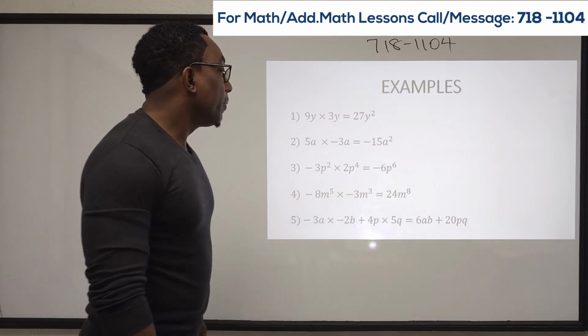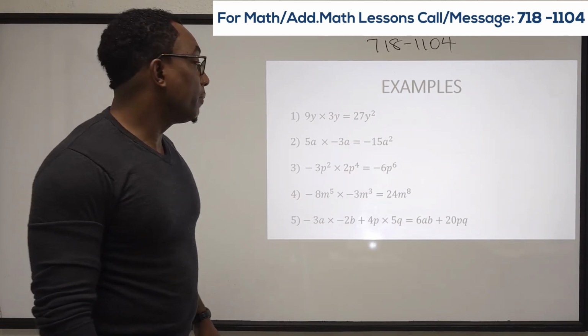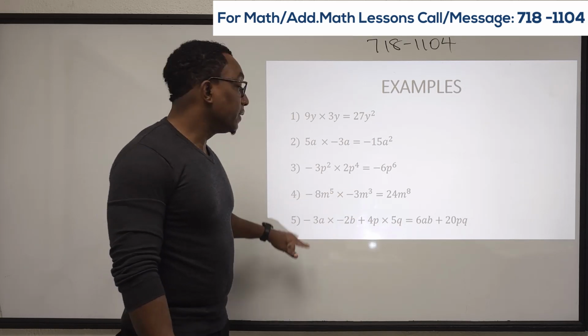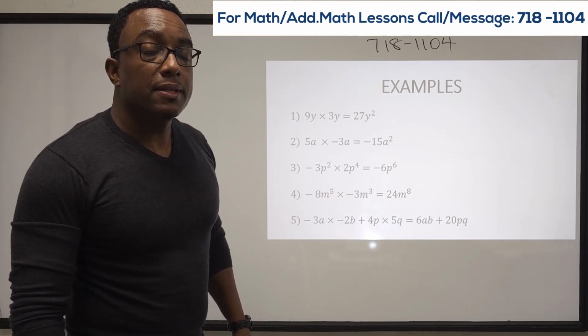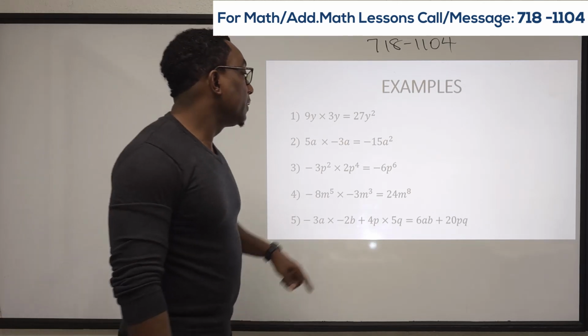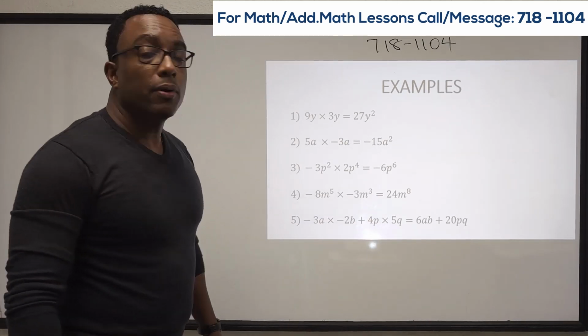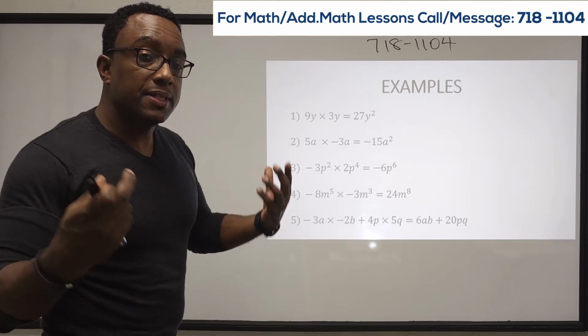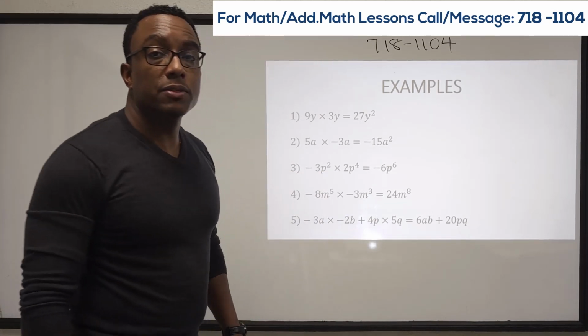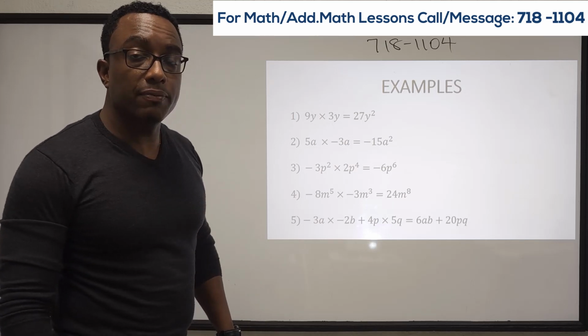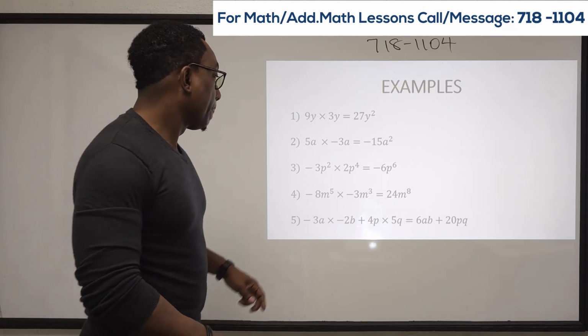Negative 8m to the power of 5 by negative 3m to the power of 3. I'm multiplying two quantities. Negative 8 by negative 3. A minus by a minus is a plus. 8 by 3 will give me 24. M to the power of 5 by m to the power of 3. Same variable which I maintain. And the powers I add, 3 plus 5 gives me 8. So I get positive 24 m to the power of 8.